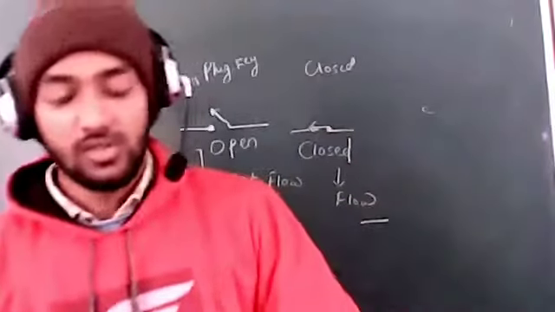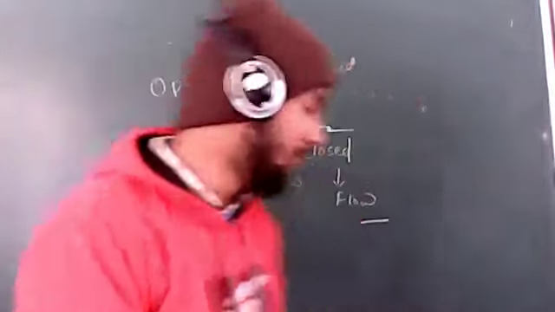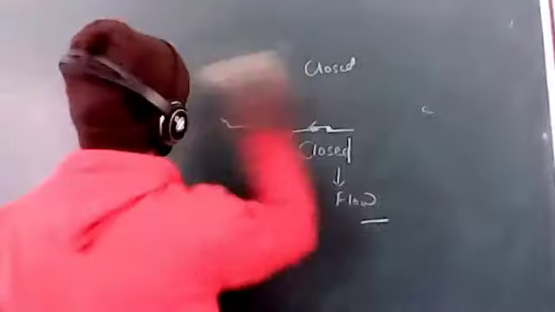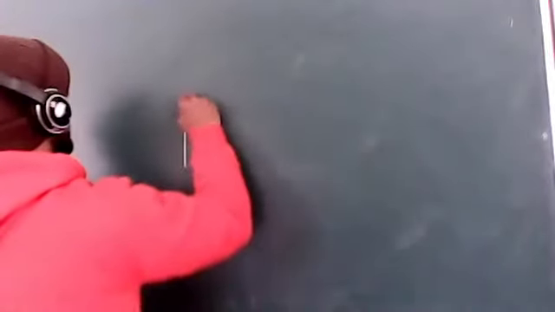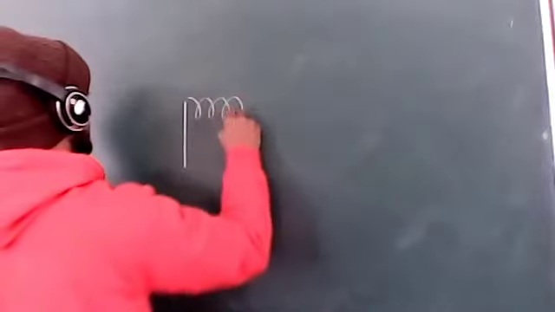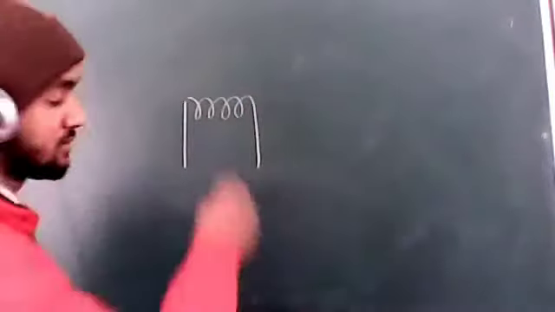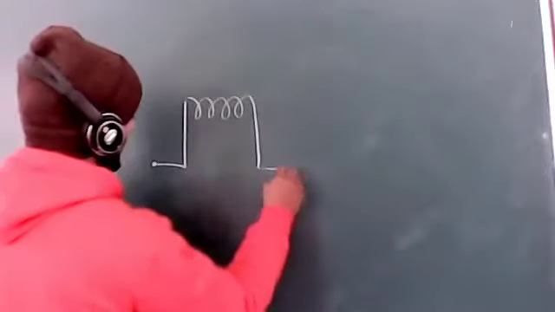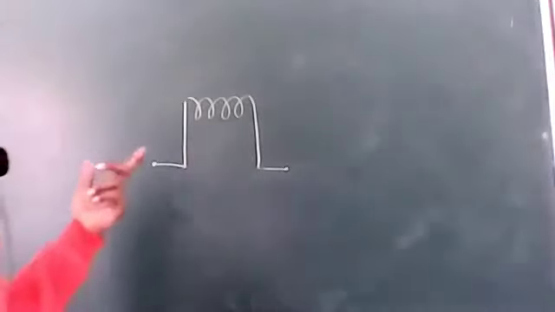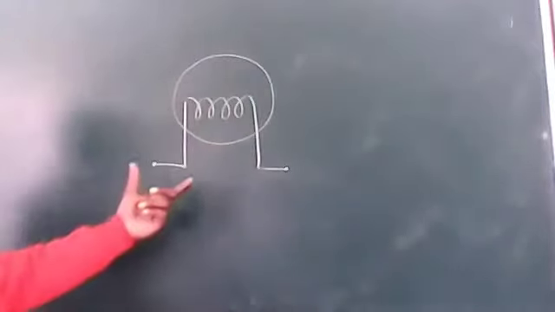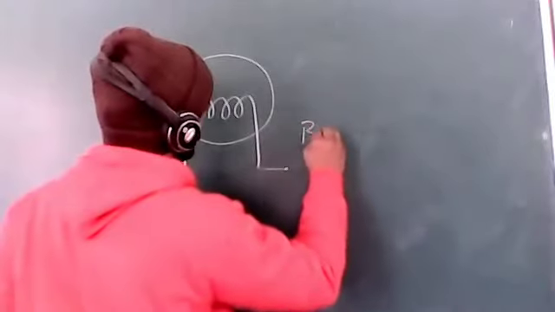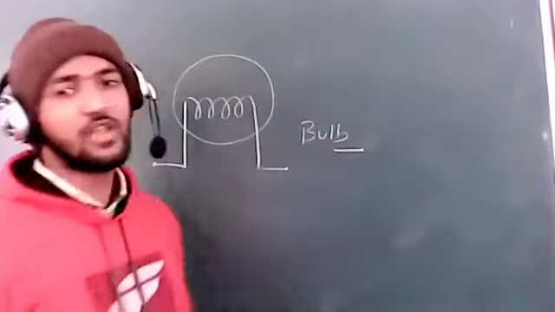Now bulb. So the last symbolic representation is of the electric bulb. These are the two terminals of the bulb. One is positive and another is negative, and it is enclosed in a circle. So this is the symbolic representation of an electric bulb. Okay. So it is a very easy topic, the symbolic representation. You just have to practice.